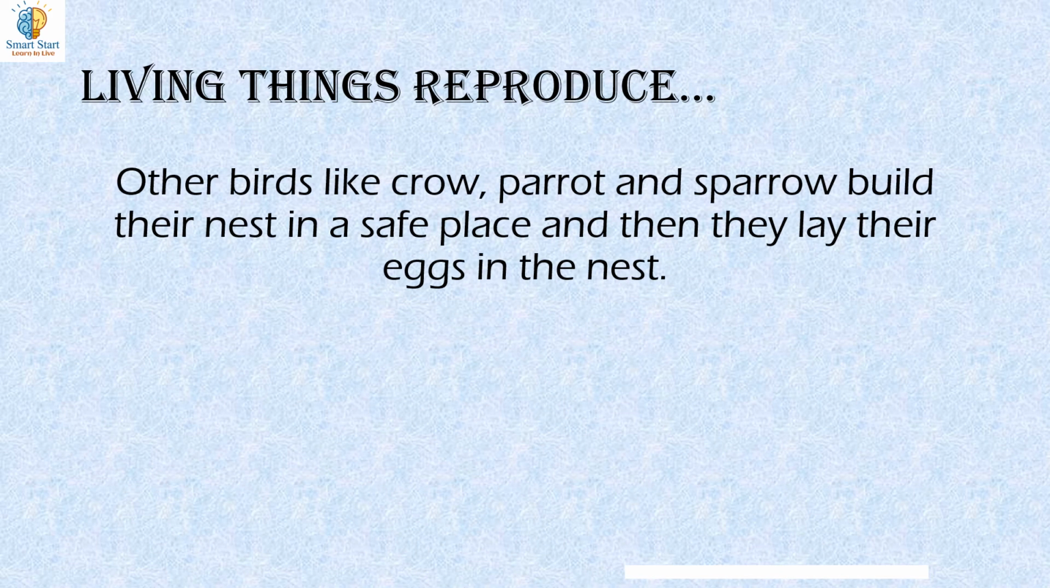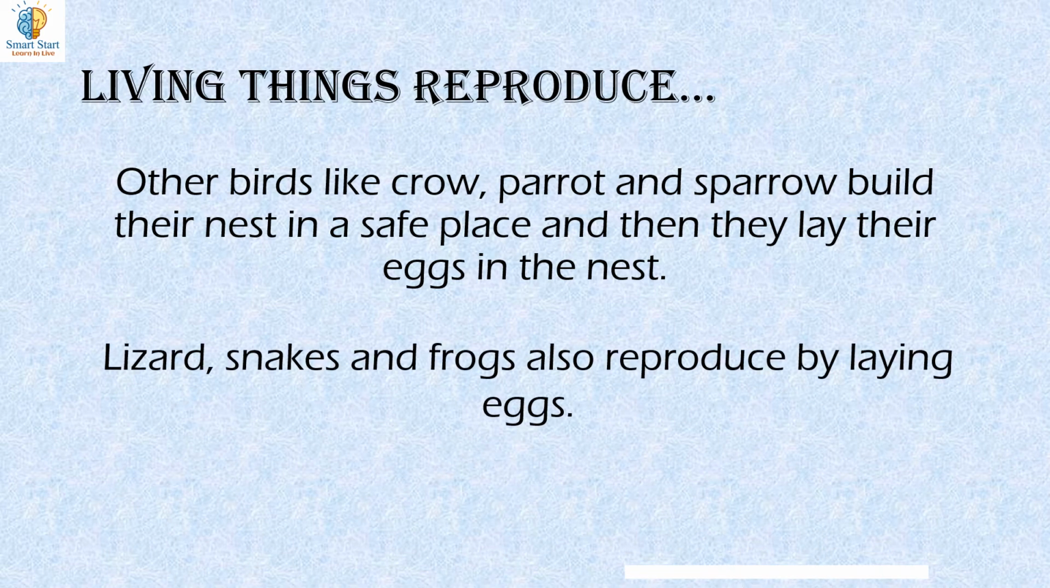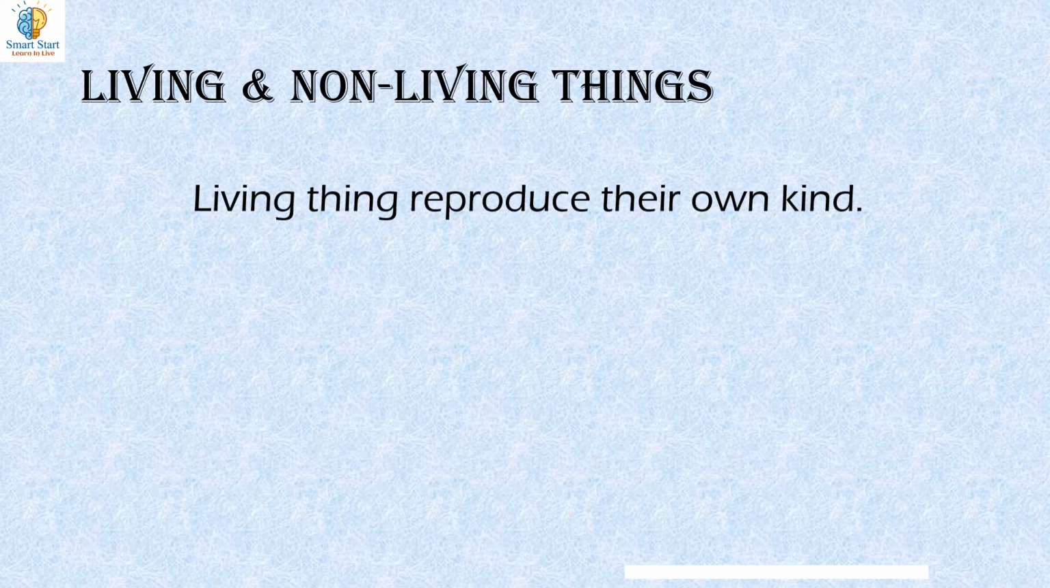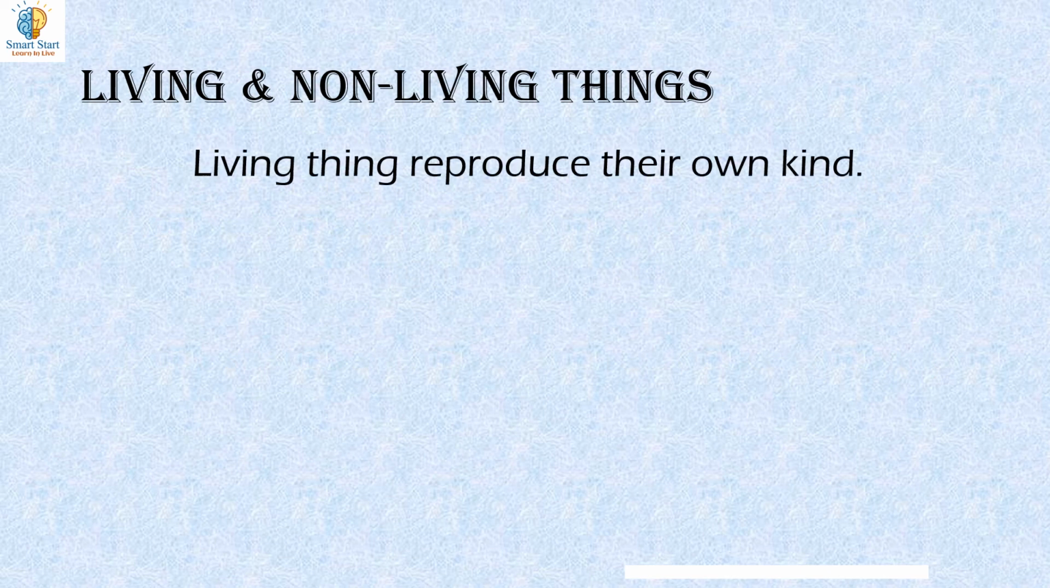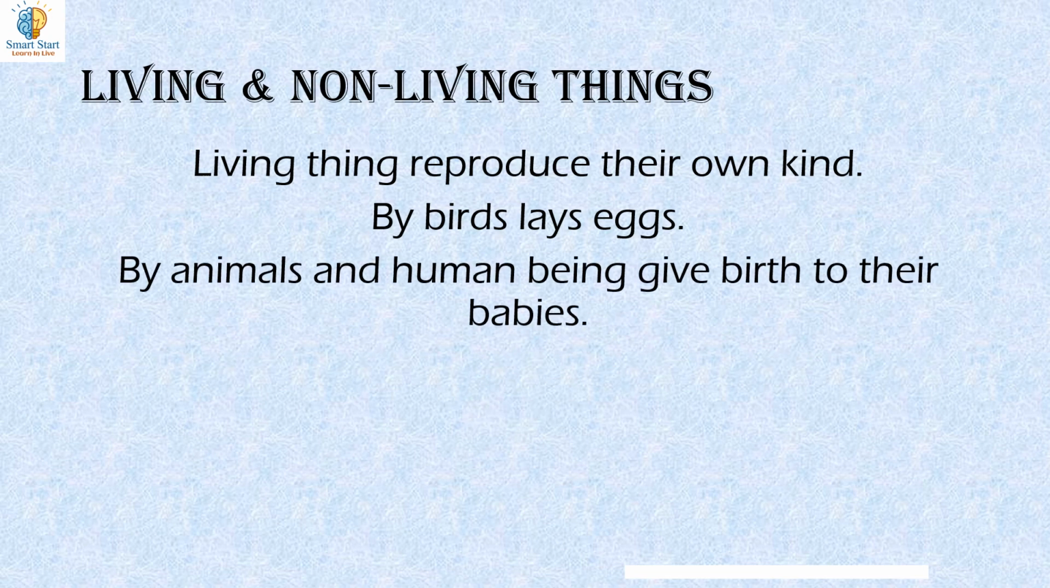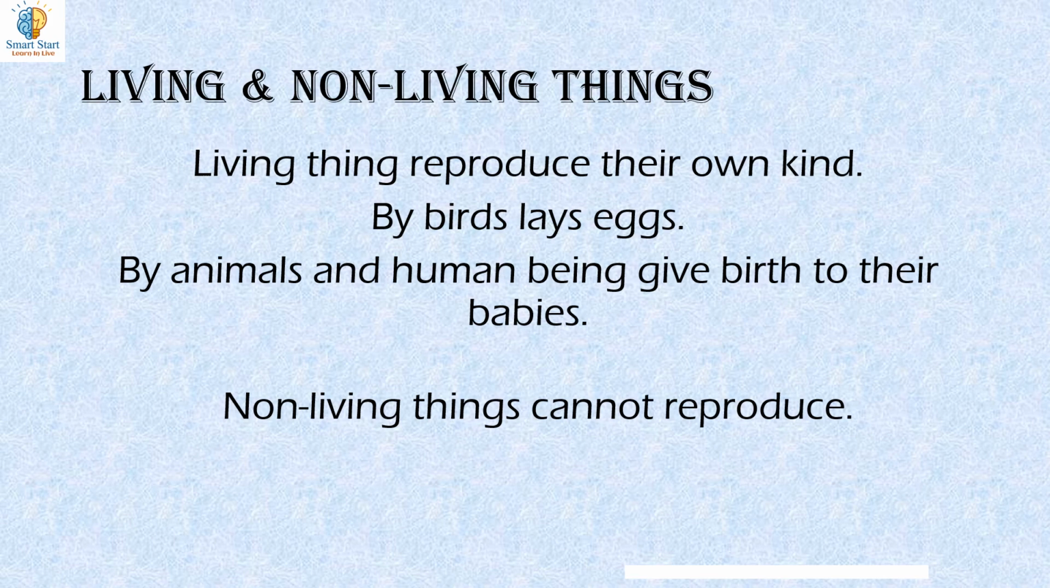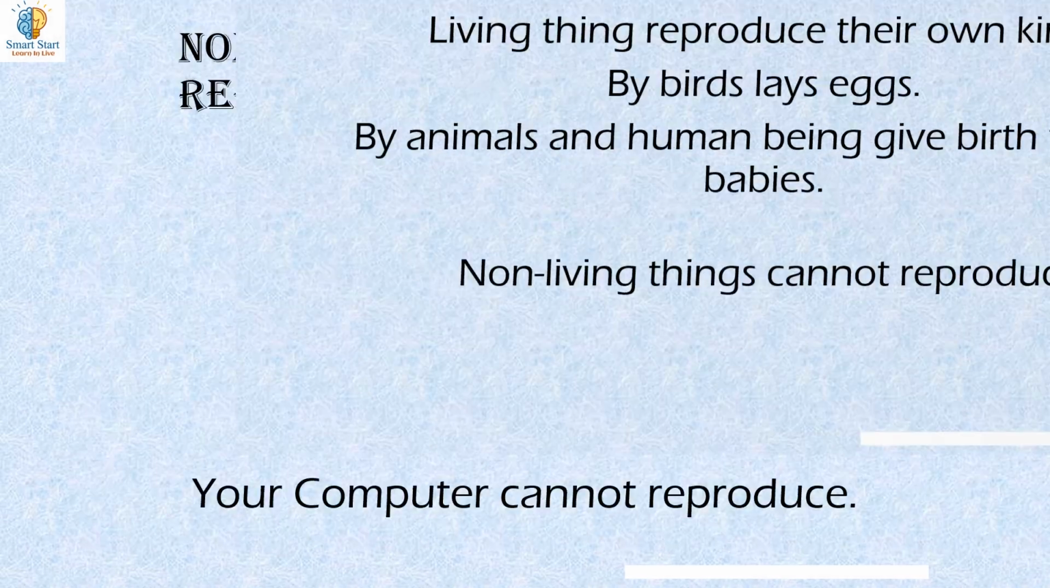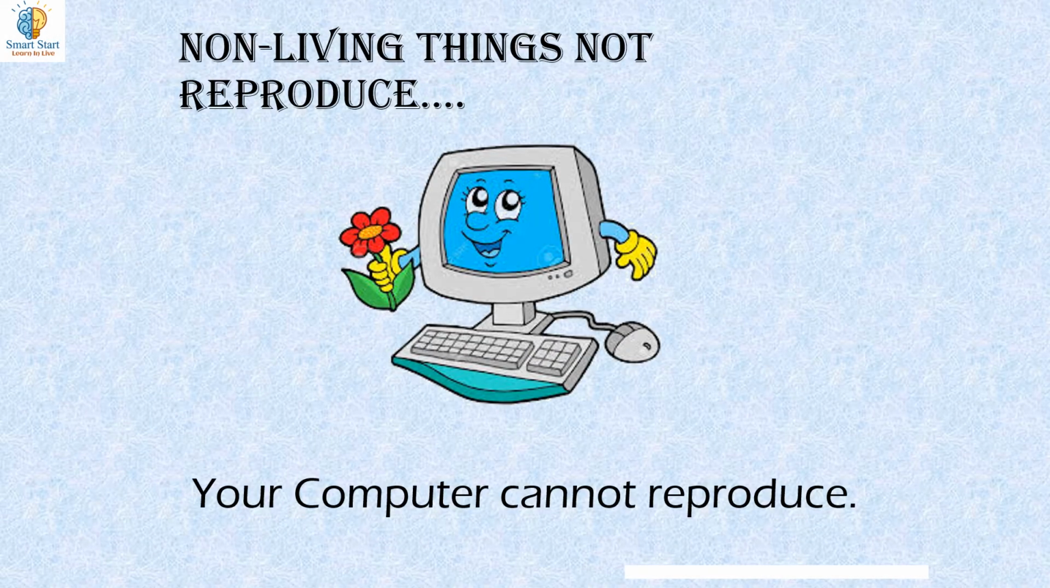Other birds like crow, parrot and sparrow build their nest in a safe place and then they lay their eggs in the nest. Lizards, snakes and frogs also reproduce by laying eggs. Living things reproduce their own kinds by birds laying eggs, and by animals and human beings giving birth to their babies. Non-living things cannot reproduce. Your computer cannot reproduce.